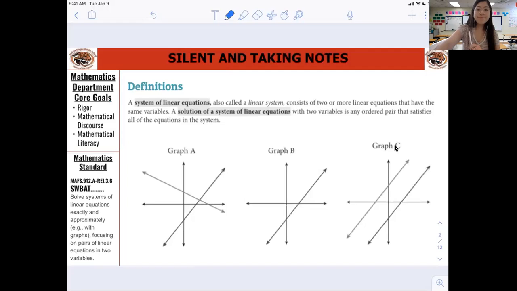Yeah, sure, go for it. A solution of a system of linear equations with two variables is any ordered pair that satisfies all of the equations in the system.